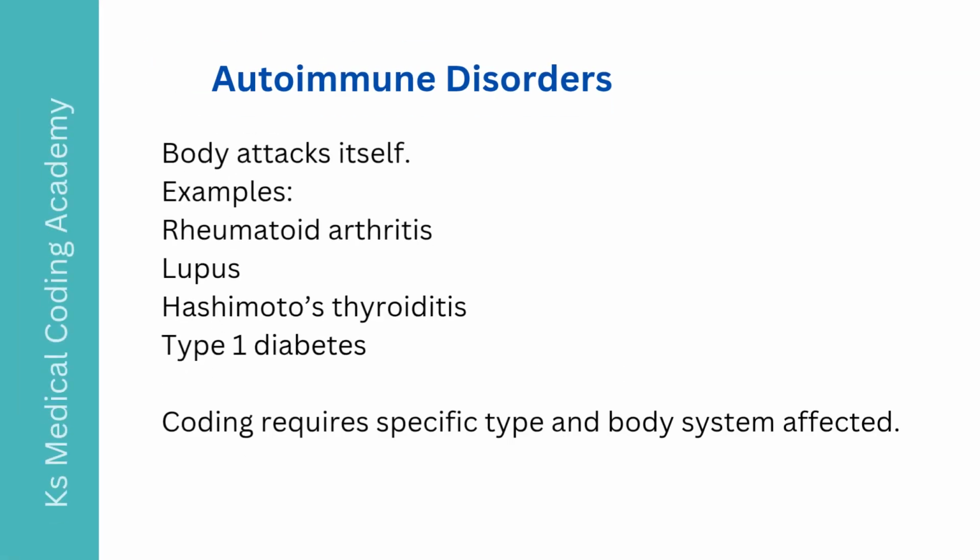Autoimmune diseases. Autoimmune diseases occur when the body mistakenly attacks its own tissues. Examples include rheumatoid arthritis, lupus, Hashimoto's thyroiditis, and type 1 diabetes. Autoimmune conditions can affect multiple organs and often require coding both the disease and its manifestations.